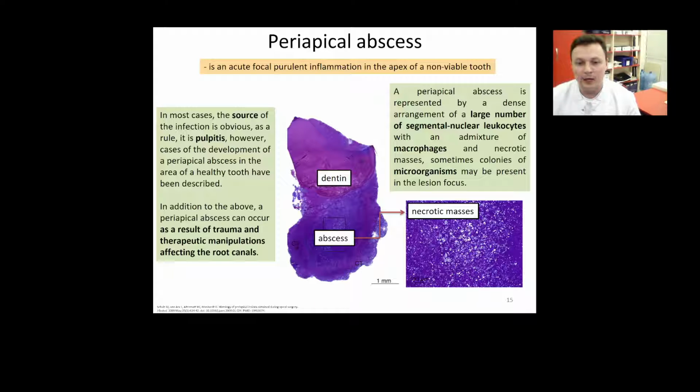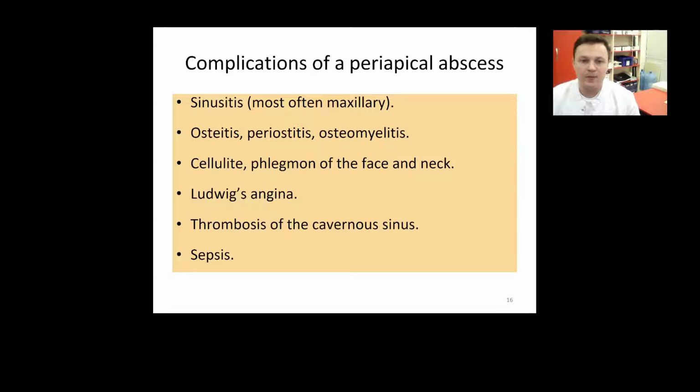A periapical abscess is represented by a dense arrangement of a large number of segmented nucleated leukocytes with a mixture of macrophages and necrotic masses. Sometimes colonies of microorganisms may be present in the lesion focus. Complications of a periapical abscess are first of all sinusitis, most often maxillary sinusitis, osteitis, periosteitis, osteomyelitis, cellulitis or phlegmon of the face and neck, Ludwig's angina, thrombosis of the cavernous sinus, and sepsis.